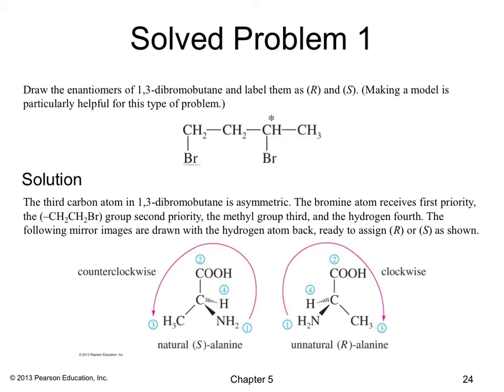And then you can do the same thing here and switch it around so that the first group is Br, second group is CH2, CH2Br, methyl group, H in the back. This is clockwise. So I apologize for this not showing the right actual molecule, but if you can just substitute those and do it on your own, that would be good.